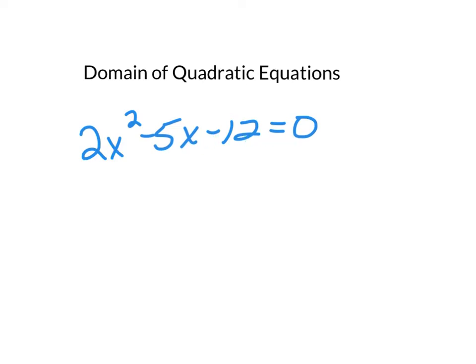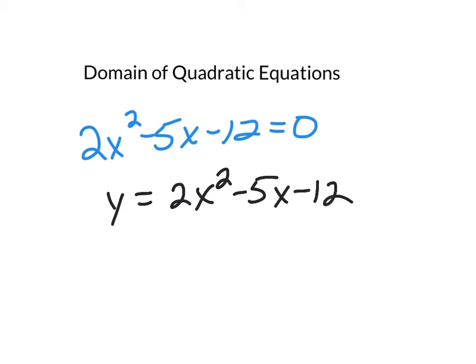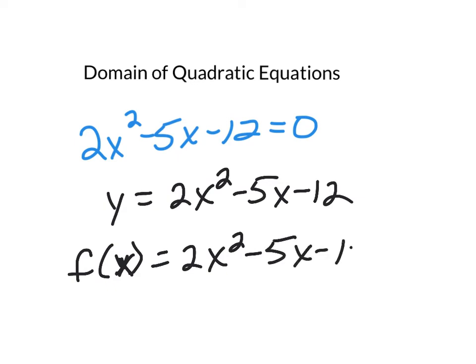Now, the first thing I want you to understand is that we could simply replace this equals 0 with y. All right, so we could just say that this equation is actually y equals 2x squared minus 5x minus 12. Also remember that y is also simply a function of x, so we could call this a function. F of x equals 2x squared minus 5x minus 12. So I want you to get used to seeing these different things.